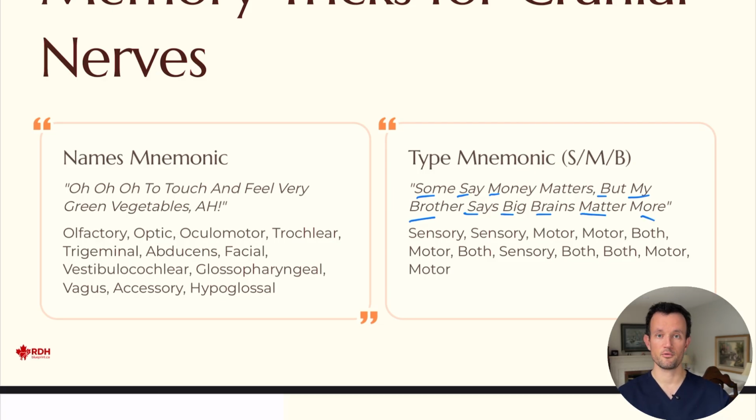An easy thing for you to write out, along with the numbers 1, 2, 3, 4, through 12, even if you haven't done it on the computer section, because when I wrote it, at least, they had a place you could write notes on the computer. So you'd be able to do this and help you remember, cranial nerves 1, 2, 3, 4, 5, all the way to 12. Then put, some say marry money, but my brother says big brains matter more. It'll help you remember all these things.